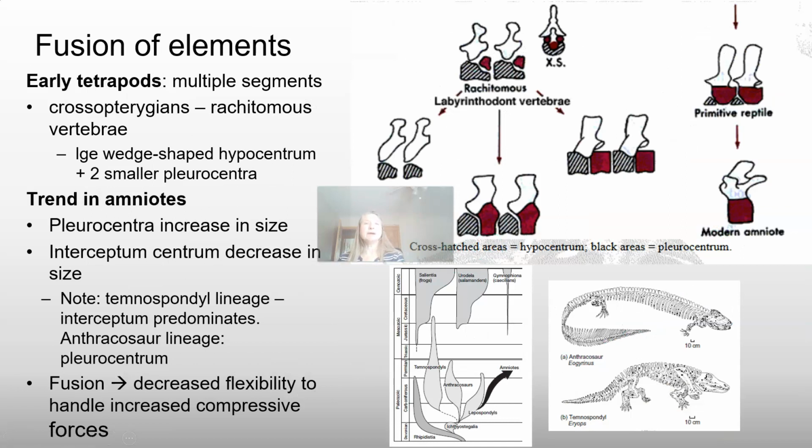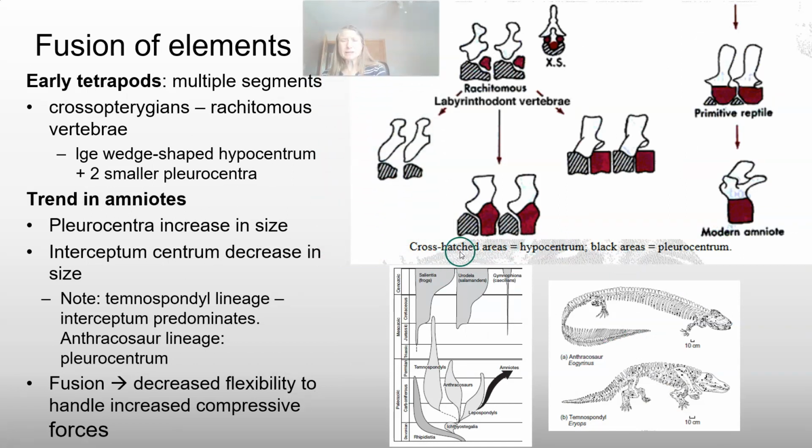All right, so now we're going to talk a little bit more about this fusion of the elements. And in this figure, the coloring is a little off, but the cross-hatched areas are hypocentrum, and it says black. It's actually kind of reddish here. These are the pleurocentrum. So we're going to talk about these centra and the fusion of these elements. So again, in early tetrapods, we see multiple segments, just like we saw in the fish.